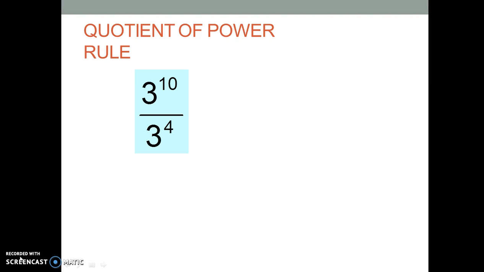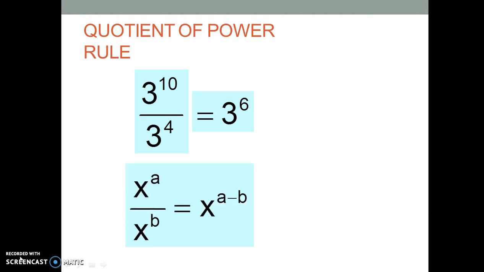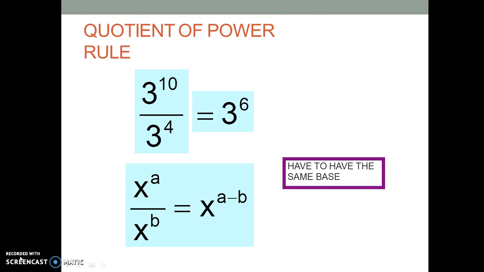Okay, now we're doing a quotient rule. So if I had 10 3's in the numerator, they're all being multiplied, and I had 4 3's in the denominator, then, we've already done this in the last section, we could cancel out things that match. So after I canceled the ones that matched, I would end up with 6 3's in the numerator. So what am I really doing to those exponents? I'm really just subtracting them. And again, it has to have the same base. If it doesn't have the same base, then you can't do this.